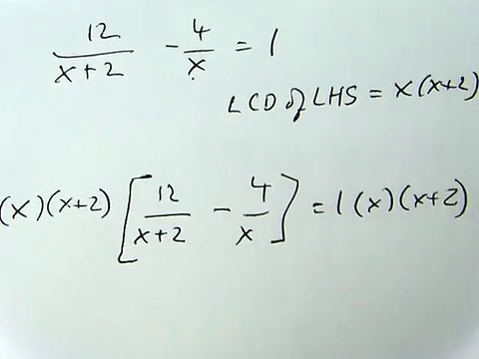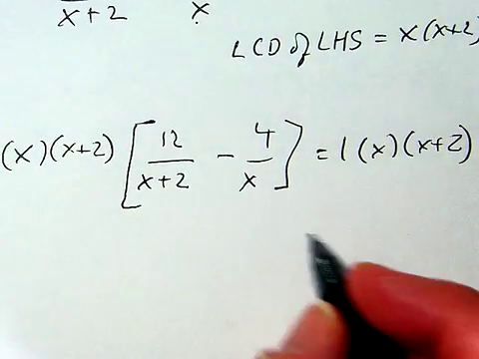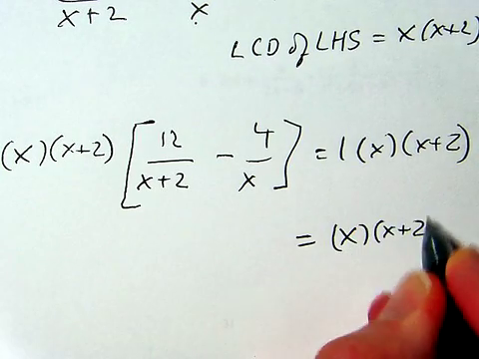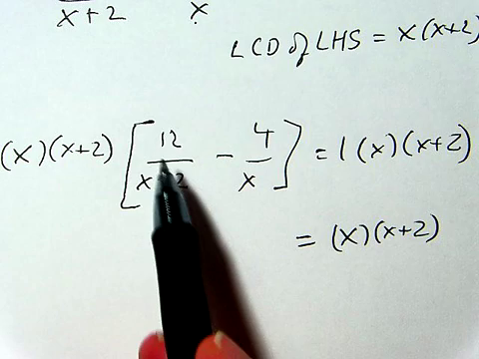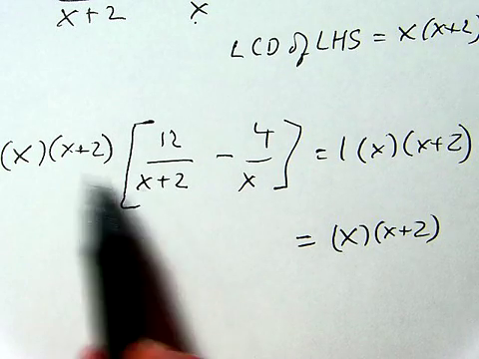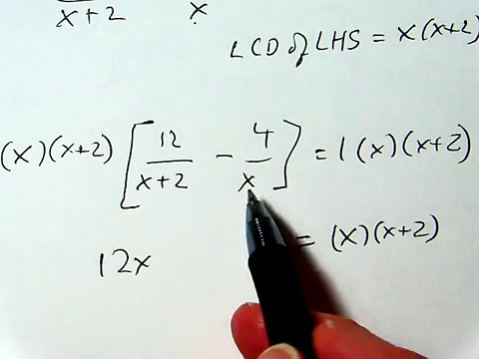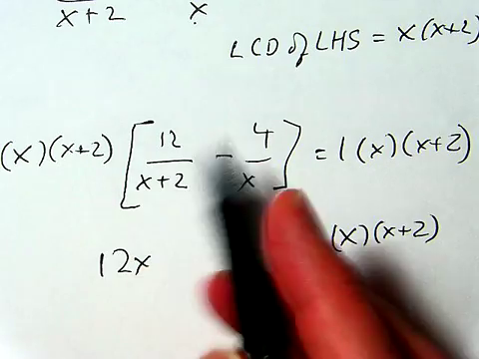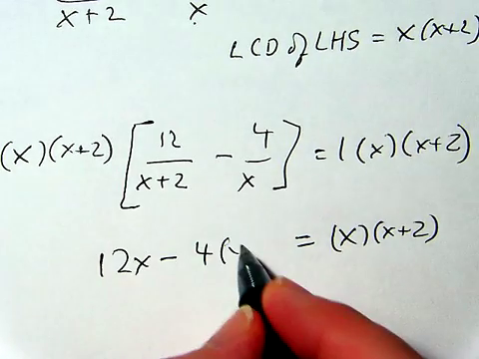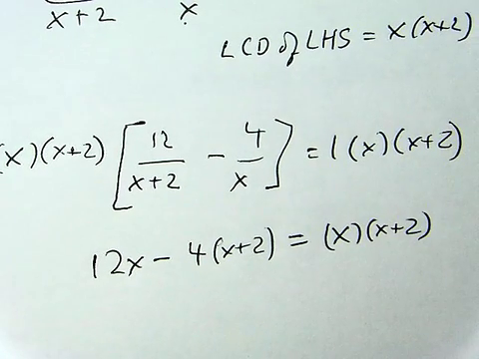When we do all of that, we find out that we can simplify this pretty quickly. Well, the right side is obviously x times x plus 2. The left side depends on the term. The first term, the x plus 2's cancel out, but the x multiplies by the 12, so we've got 12x. And in the second term, the x's cancel out, but we've got, of course, minus 4 times the remaining term, which is x plus 2, that we leave in parentheses. So we've got ourselves an equation already.